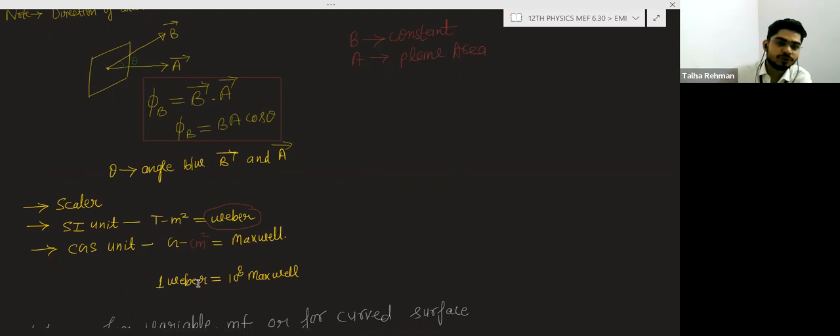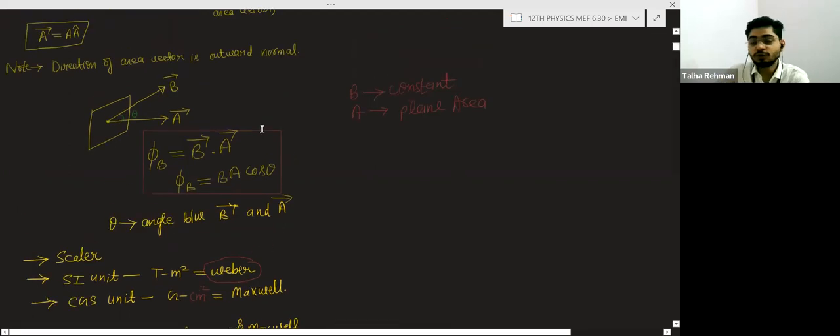So first thing, you should learn this formula, and you should know what this theta is. Theta is the angle between the area vector and the magnetic field. And here this magnetic field is constant and area is plane. So that is why the formula of the magnetic flux is B dot A, or when you open this dot product, BA cos theta.